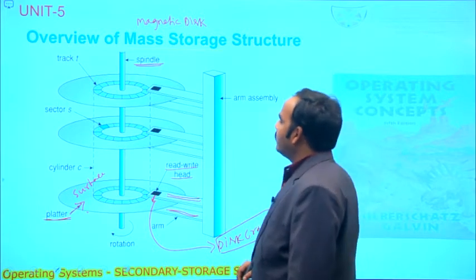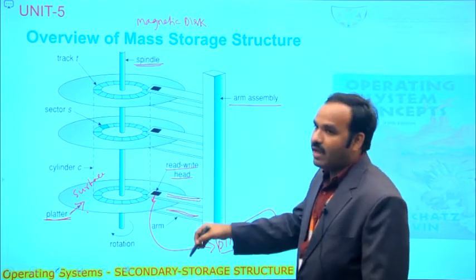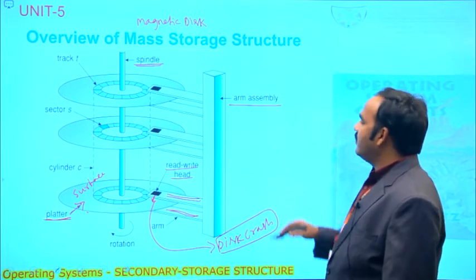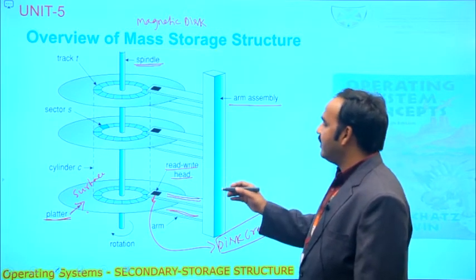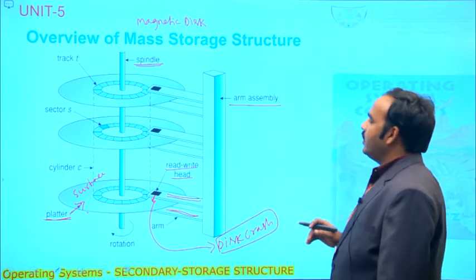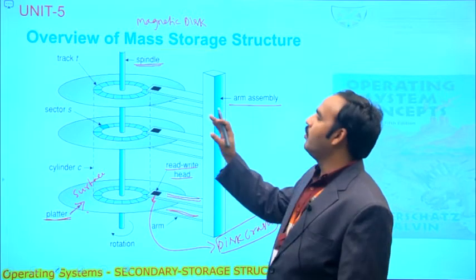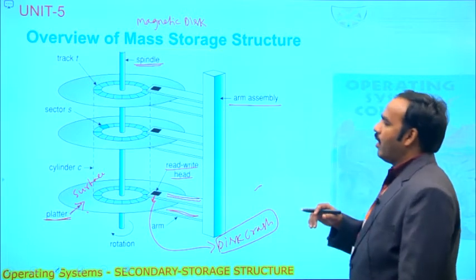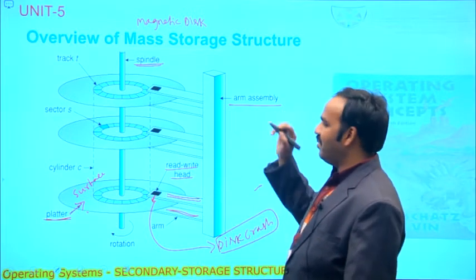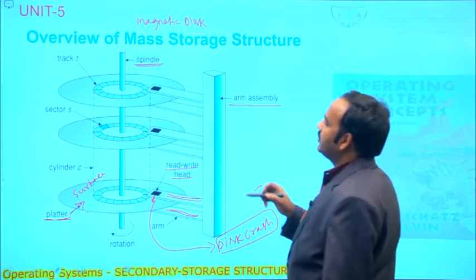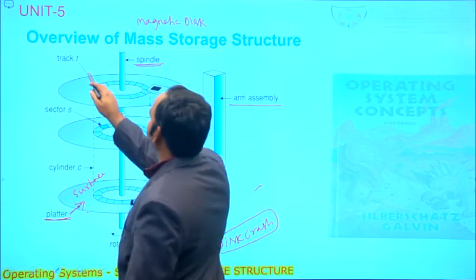Next, all these heads are connected with the arm. This arm can move all the read and write heads as a unit. If the arm moves, all heads will move on all platters. This is another important point you should remember. Next, coming to the platter, every platter is divided into tracks.